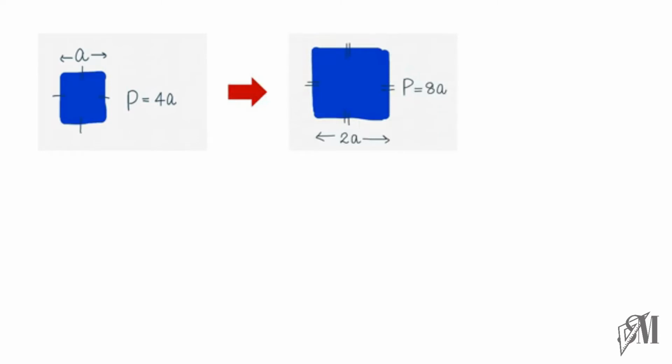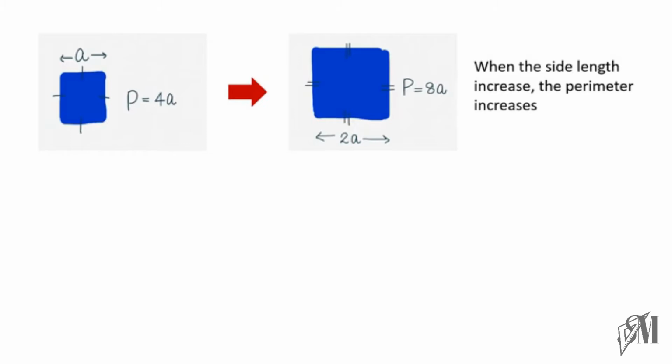And let me show you another example. Now in this case, when the side length of a square is A, its perimeter becomes 4A. When the side length increases to 2A, the perimeter increases to 8A. So then we can say when the side length increases, the perimeter increases.